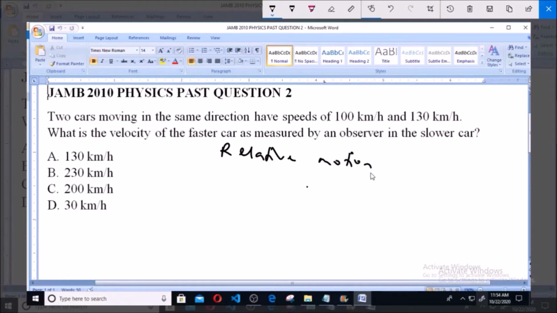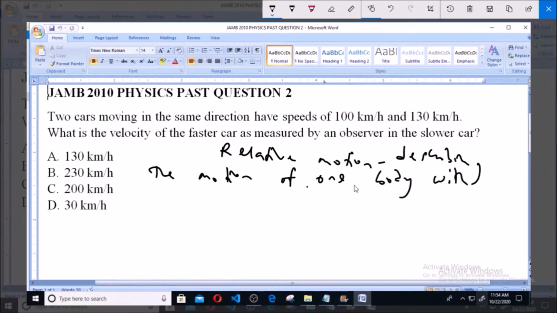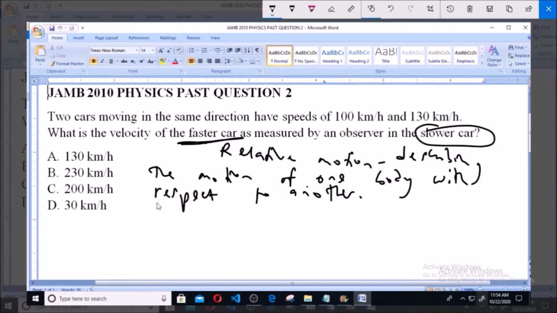And in relative motion, you are basically describing the motion of one body with respect to another. So as you can see in the question given to us, we are asked for the velocity of one of the bodies, that is the faster car, as measured with respect to the other one, that is, by an observer in the slower car.